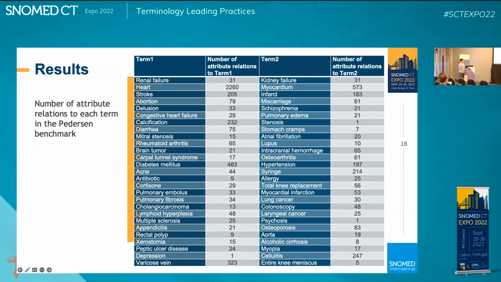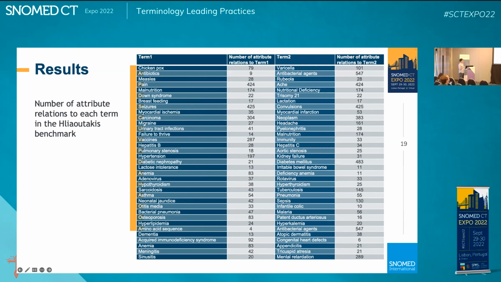This result shows the number of attribute relations for each term in Patterson's benchmark set. As you can see here, terms like heart have over 2,000 attribute relations in the UMLS, whereas terms like stenosis have only 1 attribute relation defined in the UMLS. And this shows the number of attribute relations for each term in Eunsuk's benchmark set.